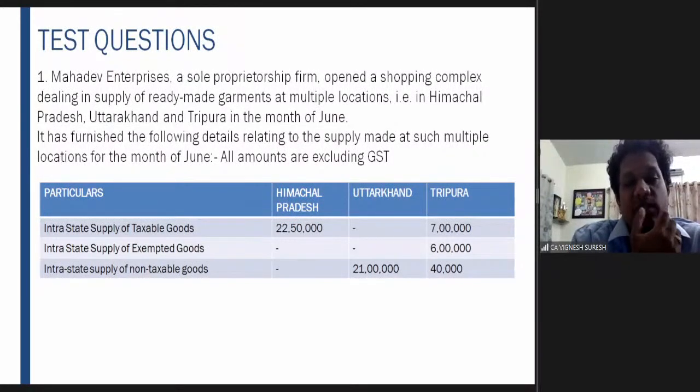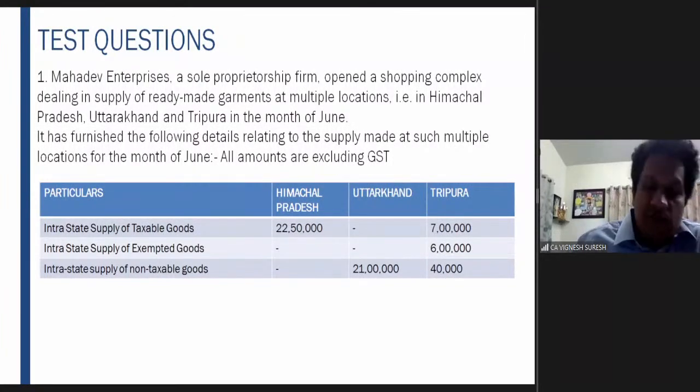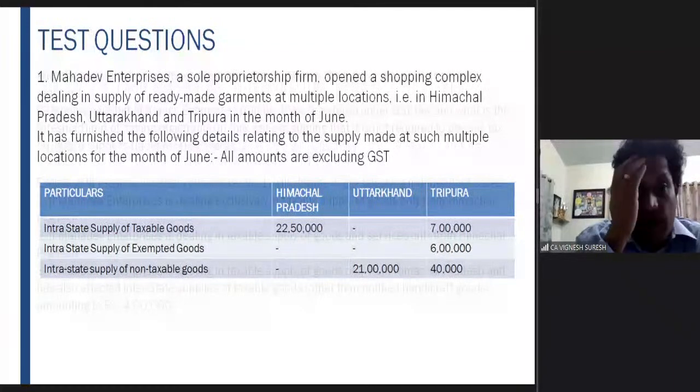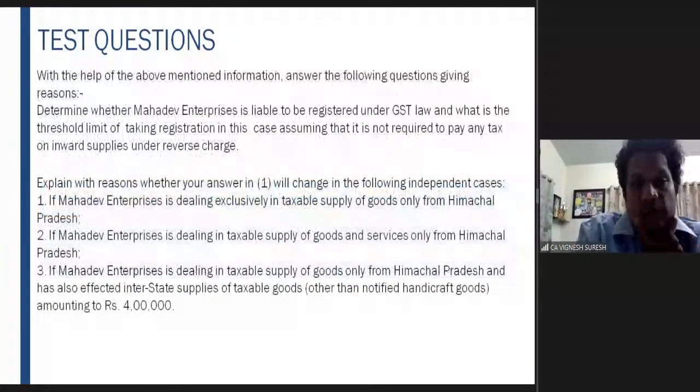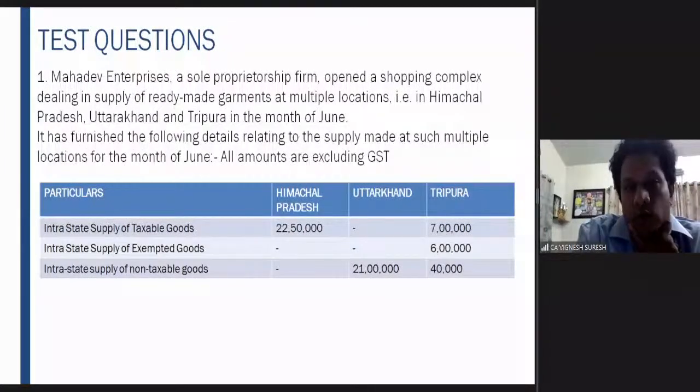Intrastate supply of non-taxable goods: Himachal nothing, Uttarakhand 21 lakhs, Tripura 40,000. Please make a note of these figures. Now we go to the next page for answering the question. Please make a note of these figures because once we go to the next page, you will have them readily accessible with you.